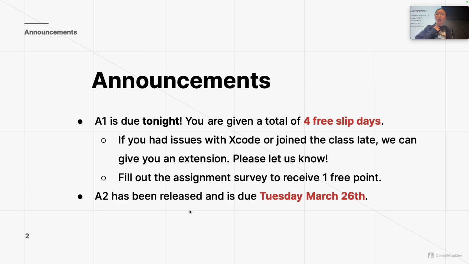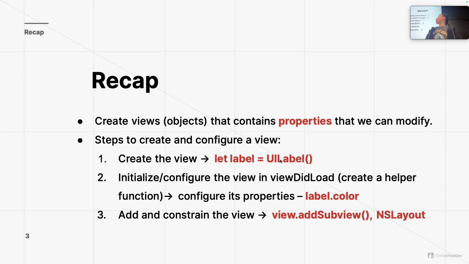We just want to hear your thoughts on lecture, assignments, and what we can improve on for future lectures. And also A2 has been released and is due Tuesday, March 26th. So that's a week from yesterday. But same rules apply. You also have 4 free slip days, and this one will be on GitHub. So when you submit, we will ask you to submit a TXT file with your GitHub repository link. Are there any questions about that? Okay, cool.